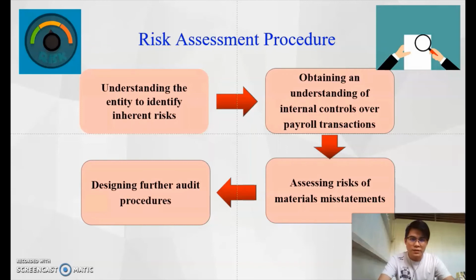First, we look at the risk assessment procedure. There are 4 steps in this procedure. The first step is understanding the entity to identify inherent risk. The second step is obtaining an understanding of internal control over payroll transactions. The third step is assessing risk of material misstatements. The last step is designing further audit procedures.